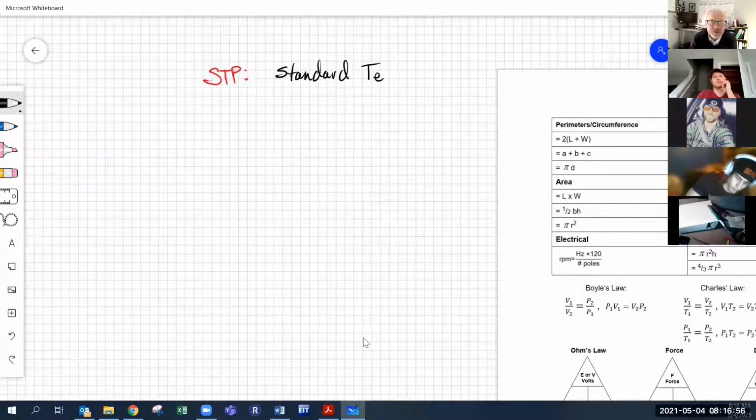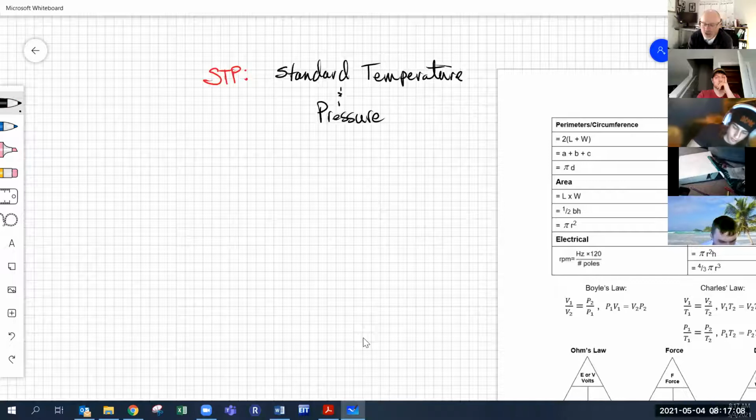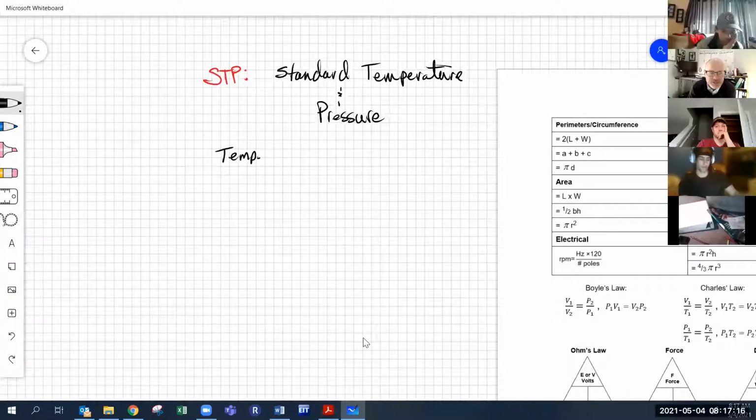Standard temperature and pressure. We do all of our calculations based upon this unless otherwise we are told. So let's start with standard temperature. Does anybody know what standard temperature is?